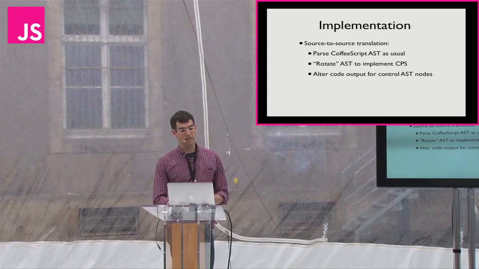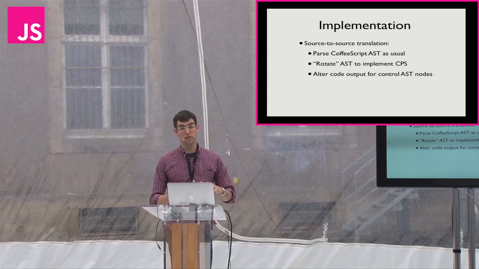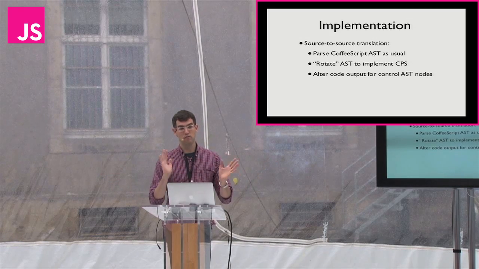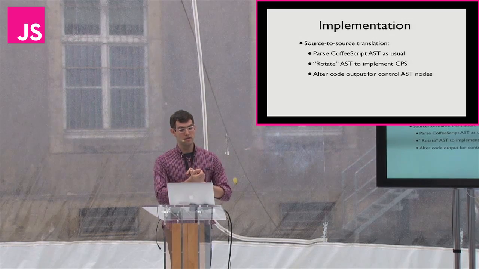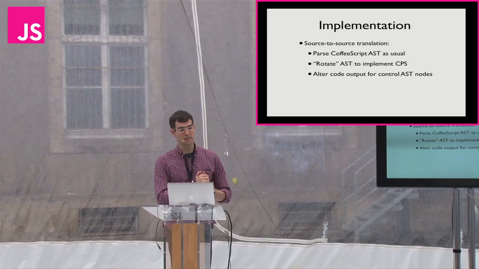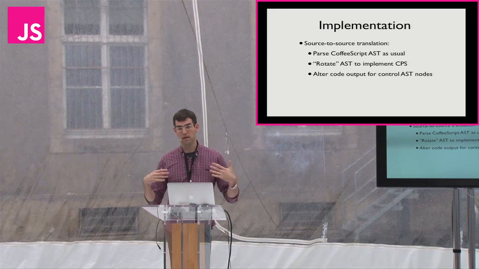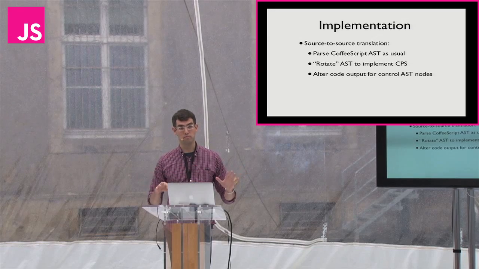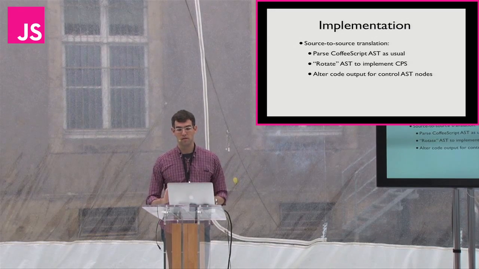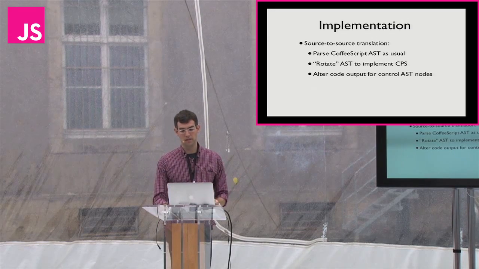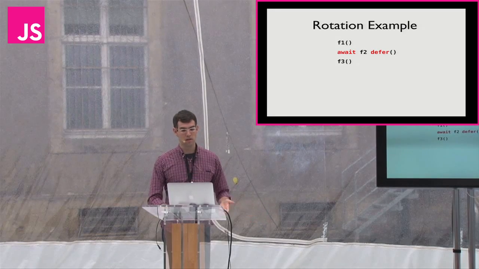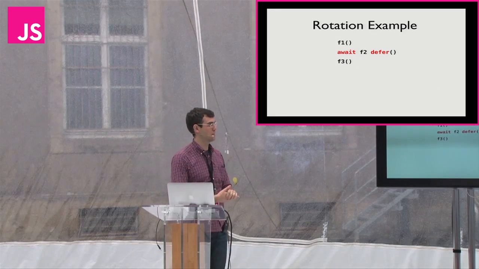So the way this works is you parse CoffeeScript as usual, you get the abstract syntax tree, and then you do a rotation on that syntax tree to actually implement the continuation passing style translation. And then you output code as normal, but with some differences for the things that you rotated. And so I'll explain to you what a rotation means. So here's a very basic example.